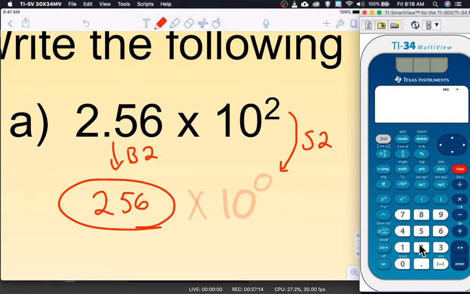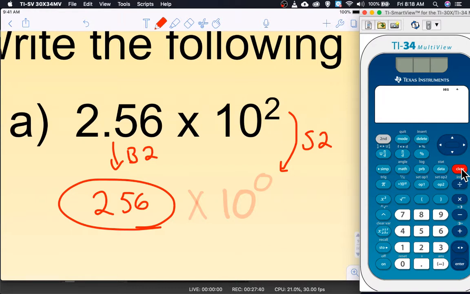and I can prove this to you. 2.56. Our calculator actually has a little times by 10 to the power of 2. Oh, I typed in 265 instead of 256, but you get the idea. It is correct.